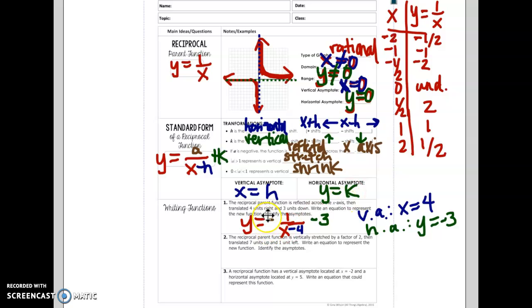All right, so writing functions, there's a couple on here where they give you a description, and then you have to write the function with vertical and horizontal asymptotes. I'm going to go through one of these, and then I'll put the completed notes in better penmanship because it's, again, kind of hard to write on Smart Notebook with what I have at home. So I'm going to post all of the notes there completed so you can have those.